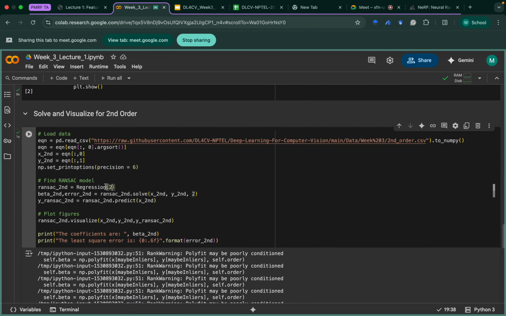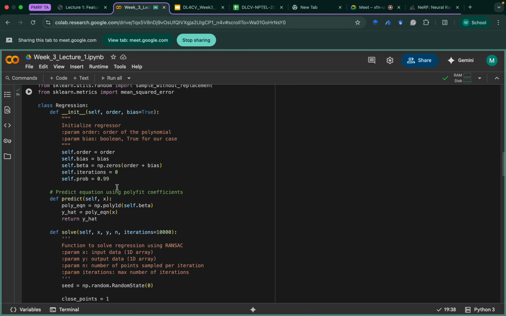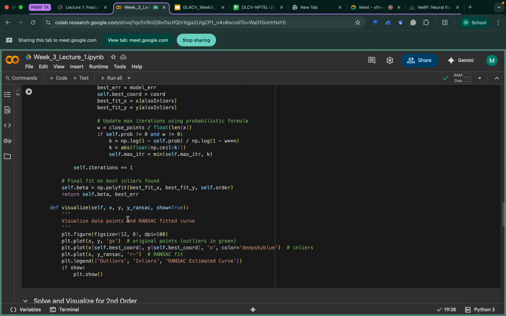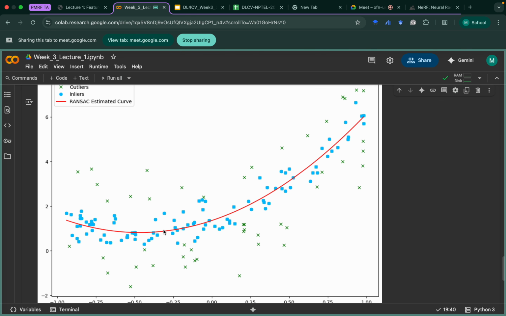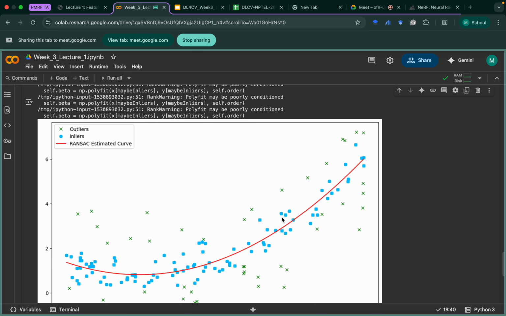Yeah. So 2 defines the order of the polynomial. And then we solve it by passing our data points and we get the best beta, which is a second order polynomial here. And for this line, the blue points show the inliers and the green ones show the outliers.